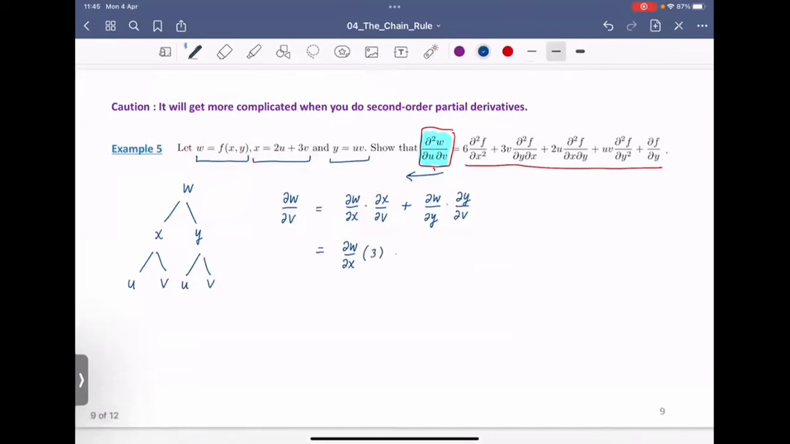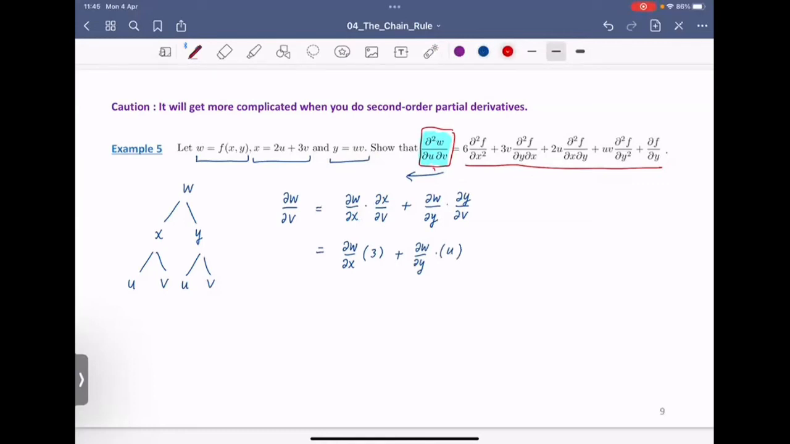And then plus, this term cannot do anything, keep it there. And then the last term, ∂y/∂v, this one you can do because y is uv here, differentiate with respect to v, you get u. Okay, and this is the form of the first derivative.